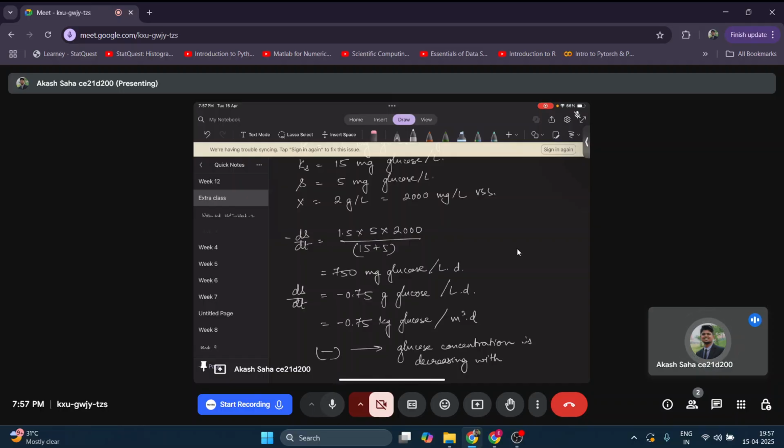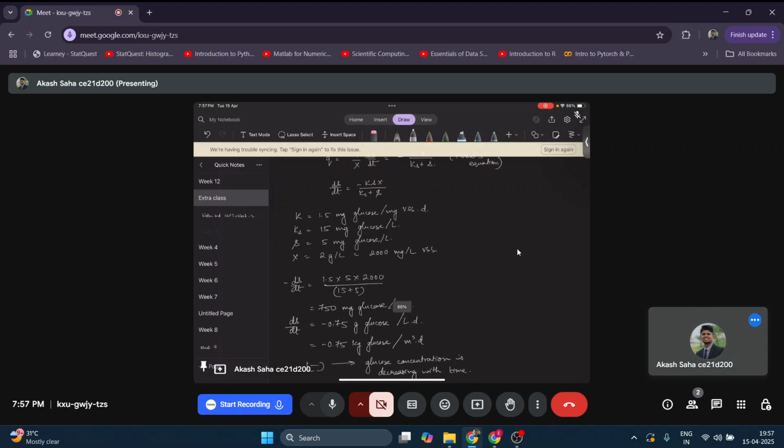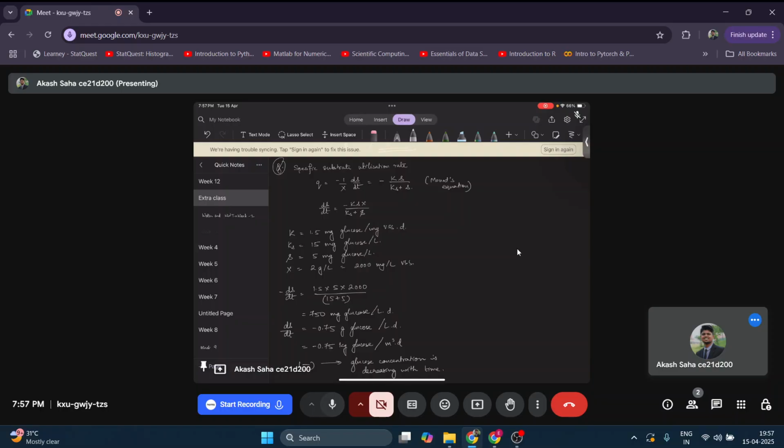Because we are asked the specific utilization rate, how the glucose concentration is decreasing, that's what we have to find out. Okay, just see this question again, and yeah, so that's what we have done.